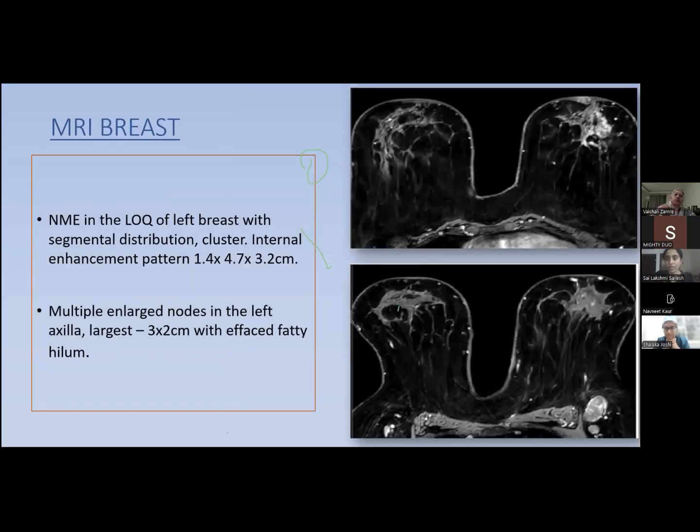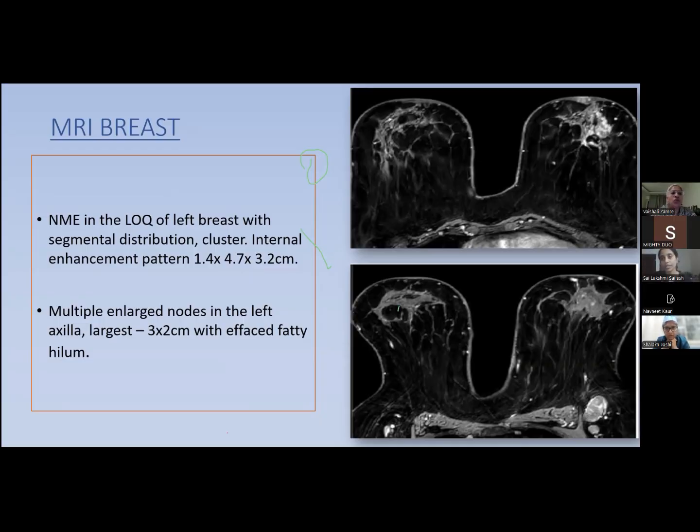Yes, ma'am. There was a non-mass enhancement in the lower outer quadrant of the left breast with segmental distribution and internal enhancement pattern of size 1.4 x 4.7 x 3.2 centimeters. And multiple enlarged nodes in the left axilla, largest measuring 3 x 2 centimeters with fatty hilum. So what would you do with this MRI now? What will be your next plan of action?